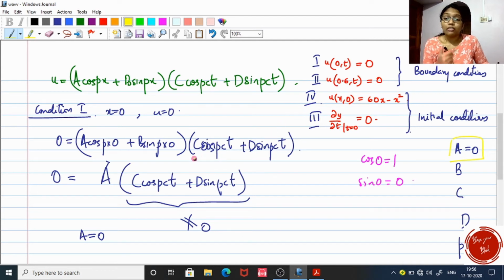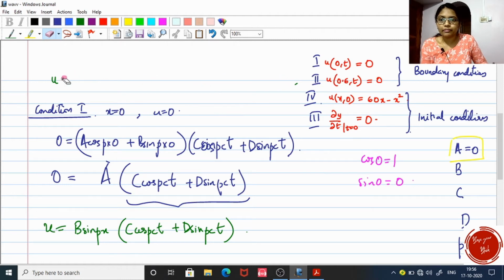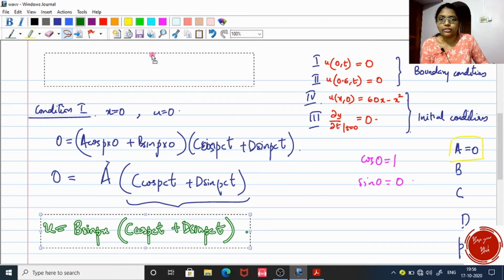Before that, what we need to do is we have to upgrade this equation. That is, just put this a value over to this equation. So we have arrived at a new equation by putting this a value. That is, just need to put a equal to 0. So this term a cos px becomes 0. Then the answer is b sin px into c cos pct plus d sin pct. So now on, we are moving with this latest equation.